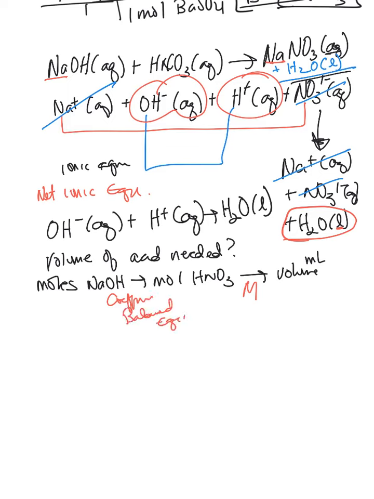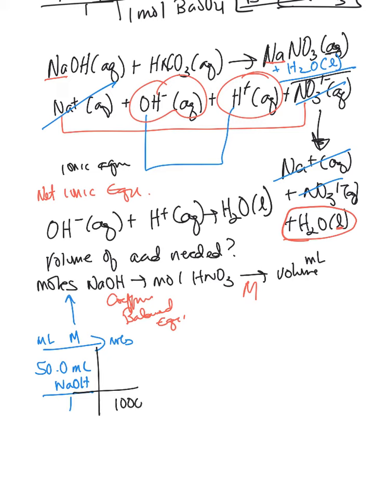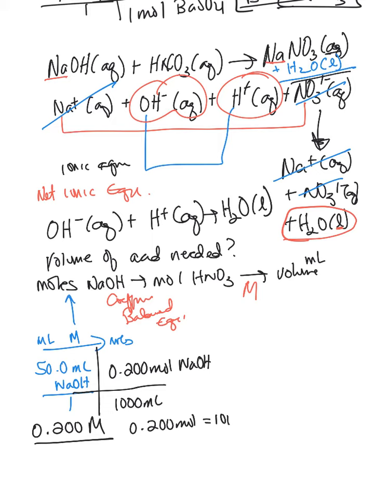And how do you get the moles of sodium hydroxide? Well, you're given milliliters and molarity, so you can combine these two to get the moles. So let's do that. You have 50.0 milliliters of sodium hydroxide over 1. Then you use the molarity. For 1,000 milliliters, you get 0.200 mole of sodium hydroxide. And that's what that 0.200 molar means: 0.200 mole equals 1,000 milliliters.